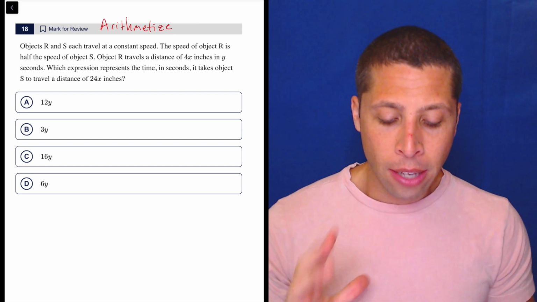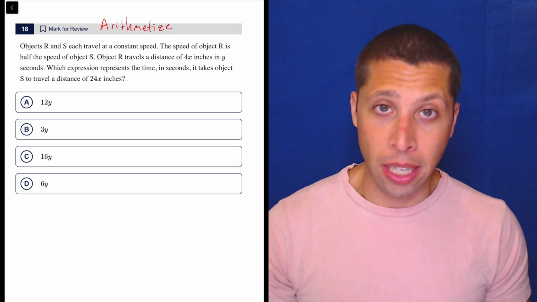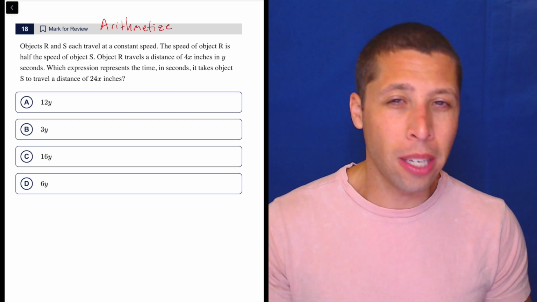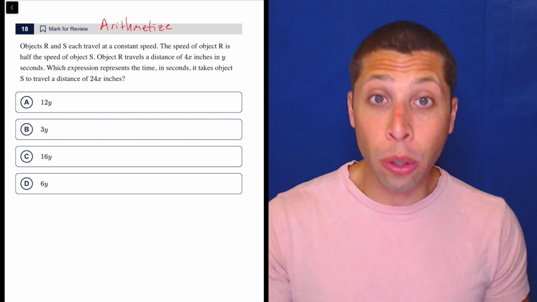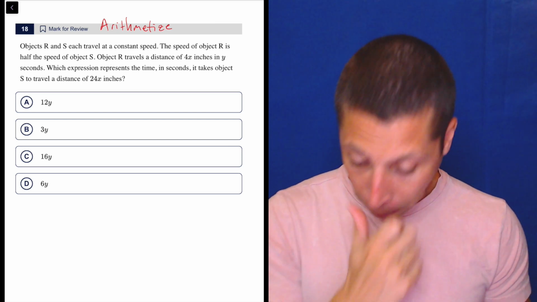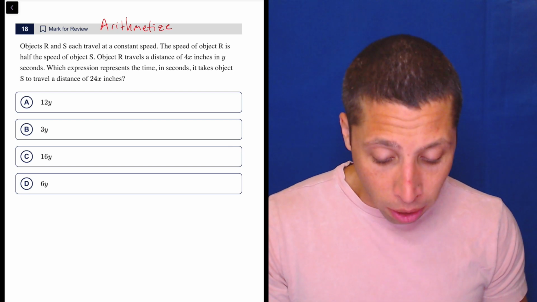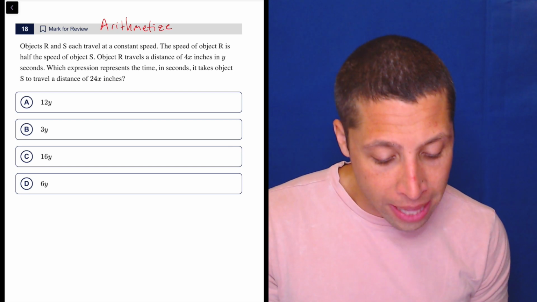So my instinct within a second of seeing this is I'm going to make up my own numbers. So I'm going to try to understand these objects and their speeds in ways that are much more intuitive and much more real. So let's take a look. Objects R and S each travel at a constant speed. The speed of object R is half the speed of object S. So I'm going to need that.